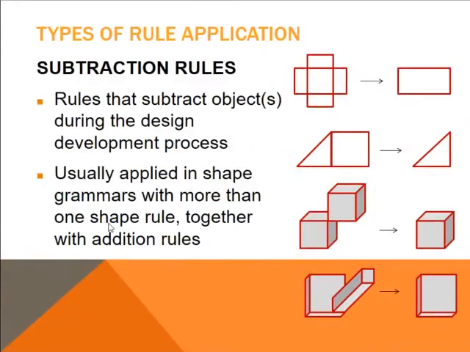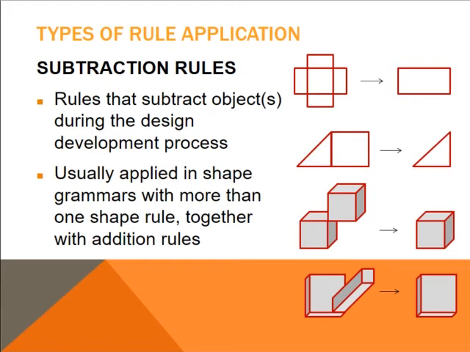Okay, so the second type of rule application is subtraction rules. As the name suggests, basically you subtract an object from the original shape or original object. So the rules that subtract objects during the design development process usually apply in shape grammars with more than one shape rule together with addition rules.